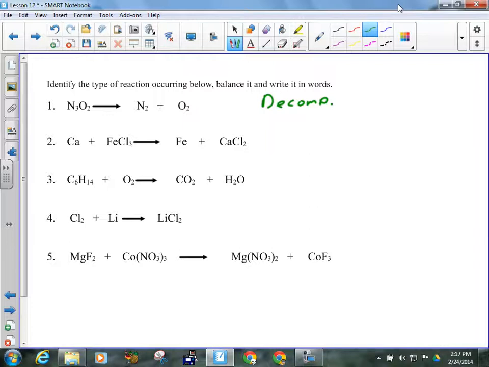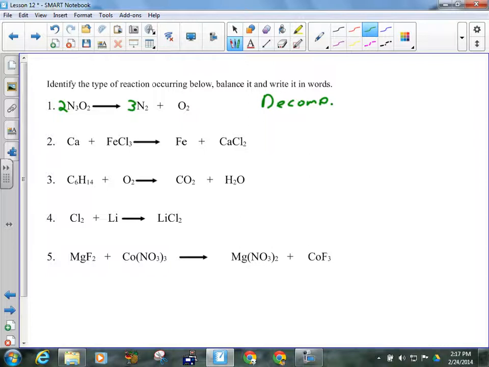So if I want to make my nitrogens balance, what's the lowest common multiple of 3 and 2? 6. Yeah, I heard people whispering it. 6. All right, what do I need to multiply 3 by to get 6? 2. All right, so I'm going to put a 2 here, and I'm going to put a 3 there, because that makes 6 nitrogens on both sides. Is everybody okay with that?